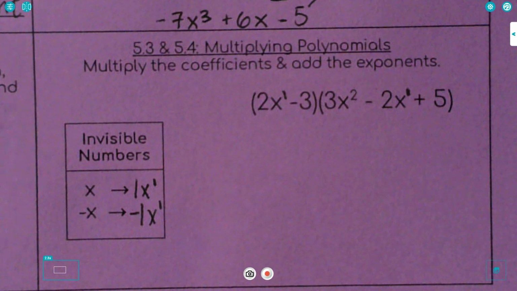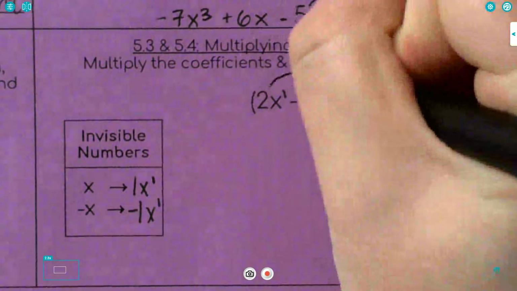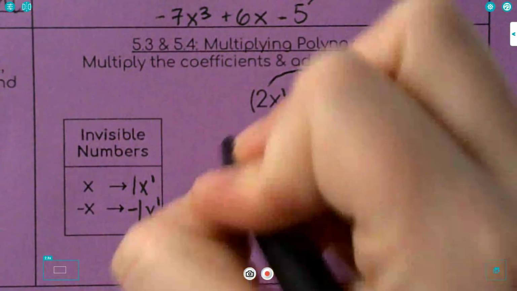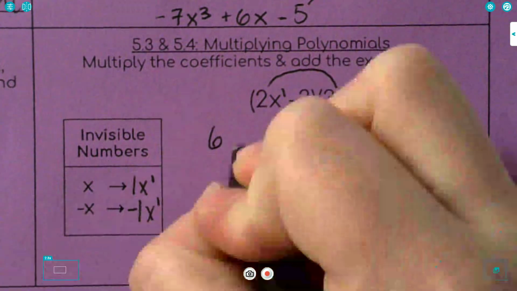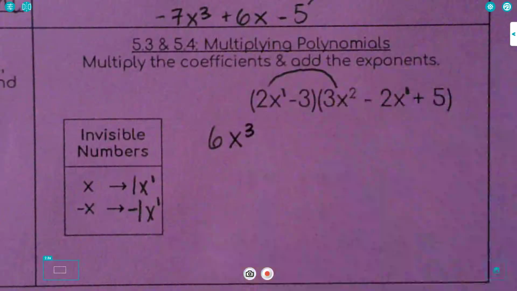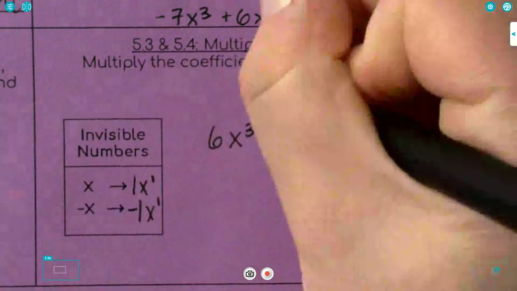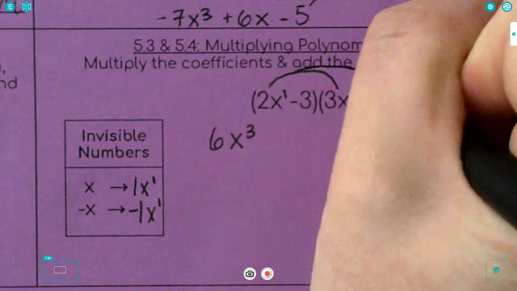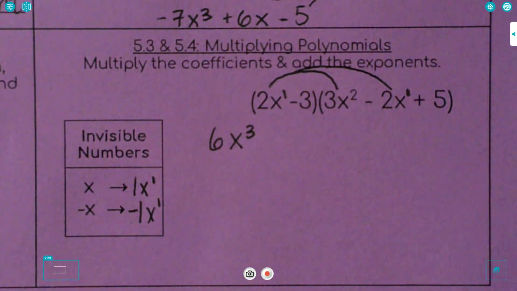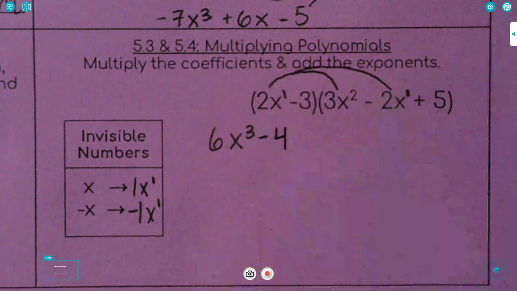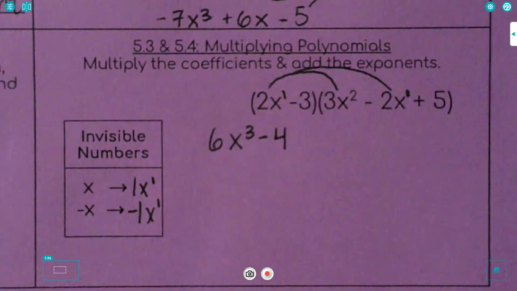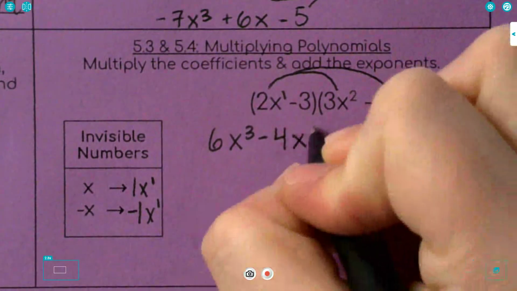Okay, so we are going to do 2x to the first times 3x squared. 2 times 3 is 6. I add my exponents. 1 plus 2 is 3. So I've got 6x cubed. Then I do 2x to the first times -2x to the first. 2 times -2 is -4. I add my exponents. 1 plus 1 these days is 2. So I've got -4x squared.